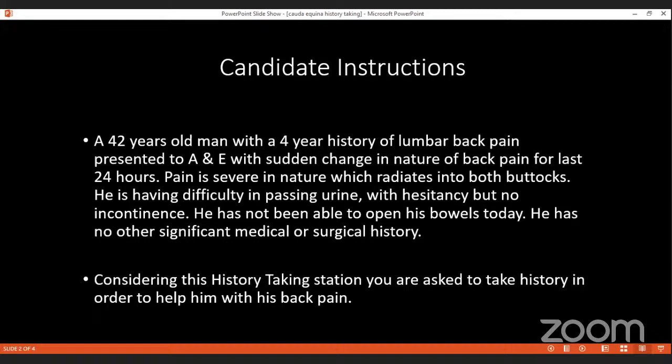Okay, can you tell me what investigations you'll ask for this patient? I would start with a full blood count with the inflammatory markers CRP and ESR, and U&Es and LFTs as well. And then I would get a chest x-ray and an x-ray of the lumbar spine, AP and lateral views, and then get an MRI done. An urgent MRI if I suspect red flag symptoms, and get an orthopedic surgeon.